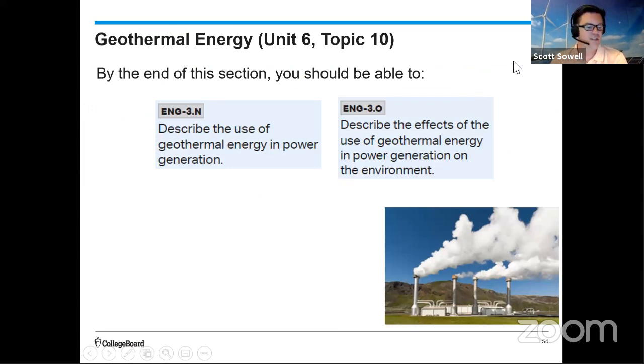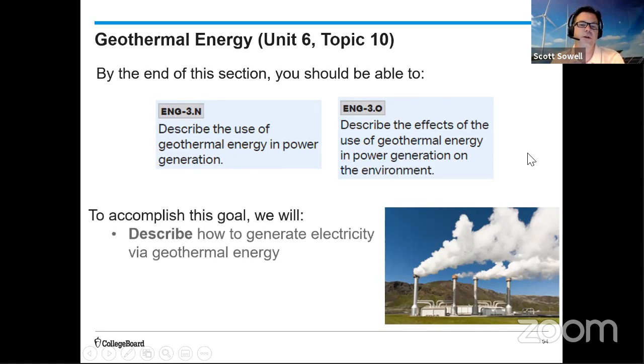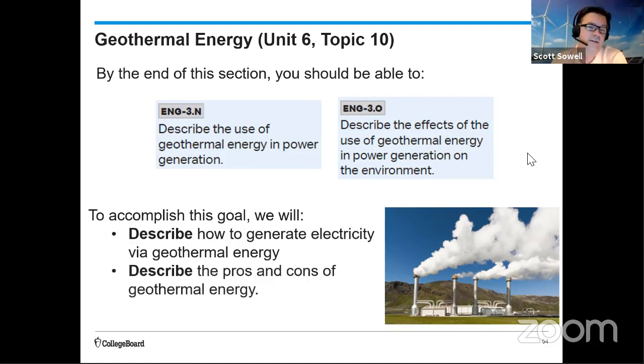All right, let's switch over to geothermal. Geothermal, again, we're going to describe its use and then its pros and cons. So to do that, we will describe how we generate electricity from geothermal and then look at pros and cons.